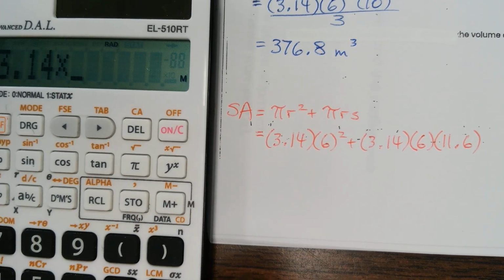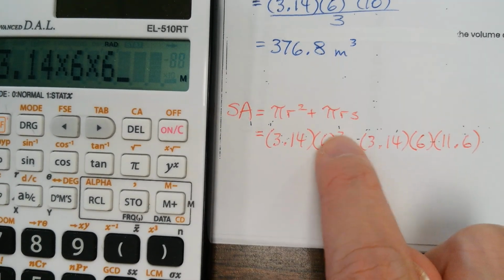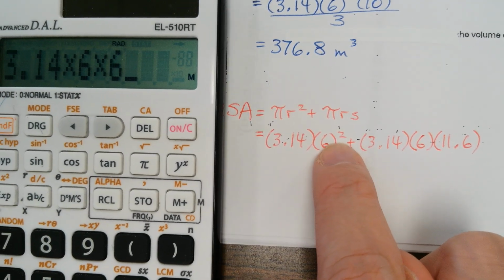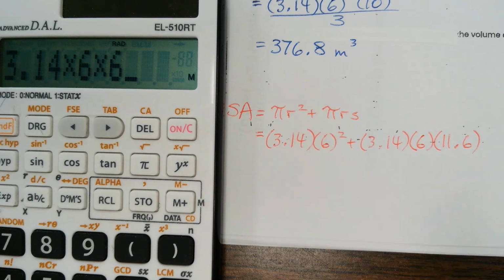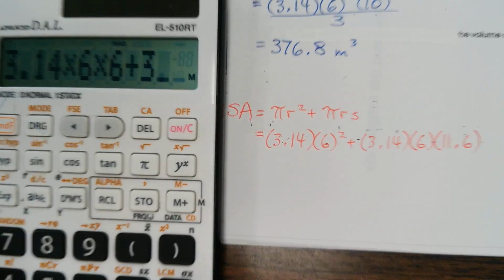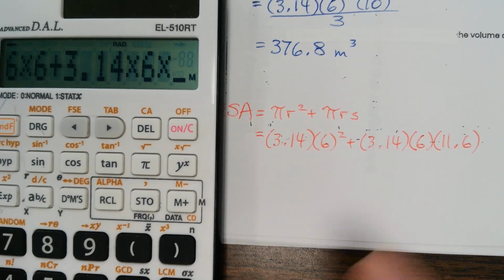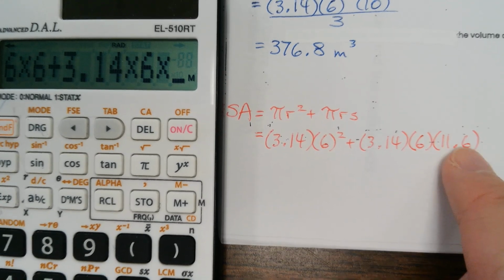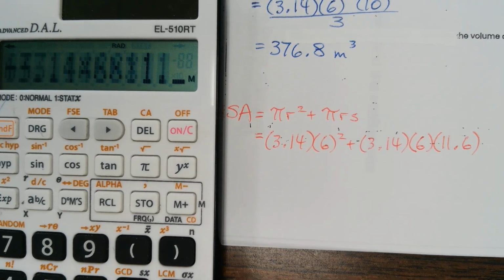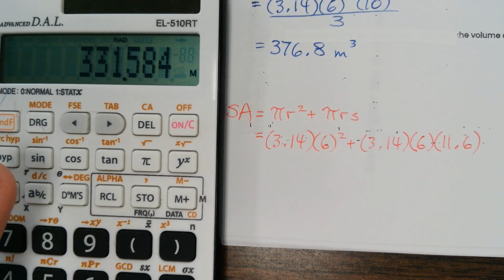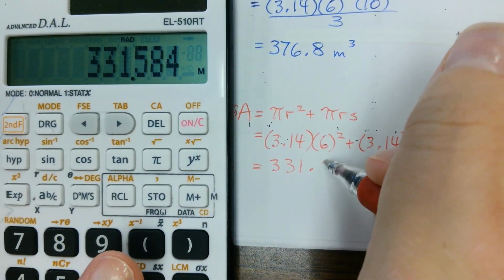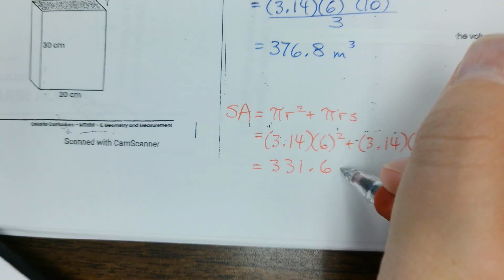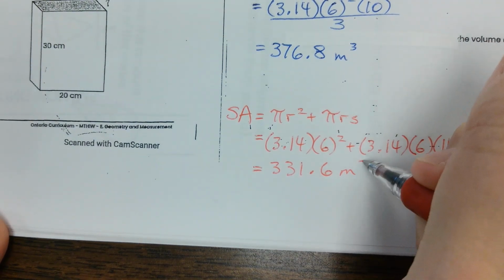Okay. And then for this one, same thing. 3.14 times 6 times 6. 6 square, you can write 6 square or just 6 times 6. I personally just like to just do 6 times 6. All right. And then plus 3.14 times 6 times 11.6 because it's my slanted height. Okay, and I get 331.6. What's my unit? Meter square.